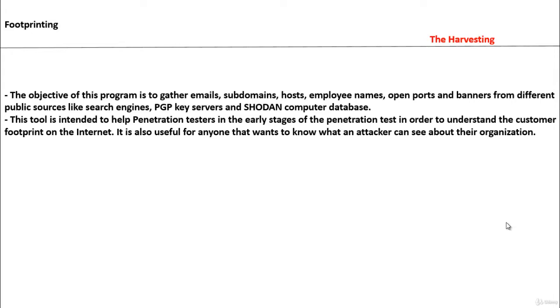This tool is intended to help penetration testers in the early stages of the penetration test in order to understand the customer footprint on the internet. It is also useful for anyone that wants to know what an attacker can see about their organization.